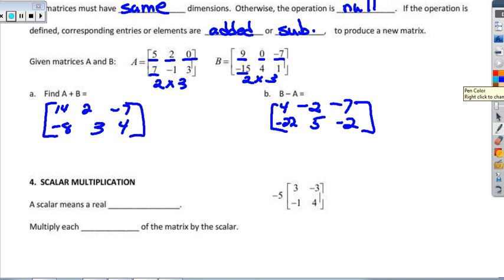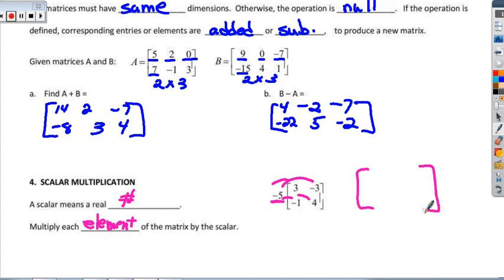A scalar really just means any real number. So in this case, our scalar here is negative 5. All you need to do is multiply this negative 5 to every element inside the matrix, no matter how big the matrix is. So we're going to multiply each element. As we multiply, we're starting with a 2 by 2, so we're going to end with a 2 by 2. We're going to get negative 15, 15, 5, and negative 20. Okay, let's look at the next page.